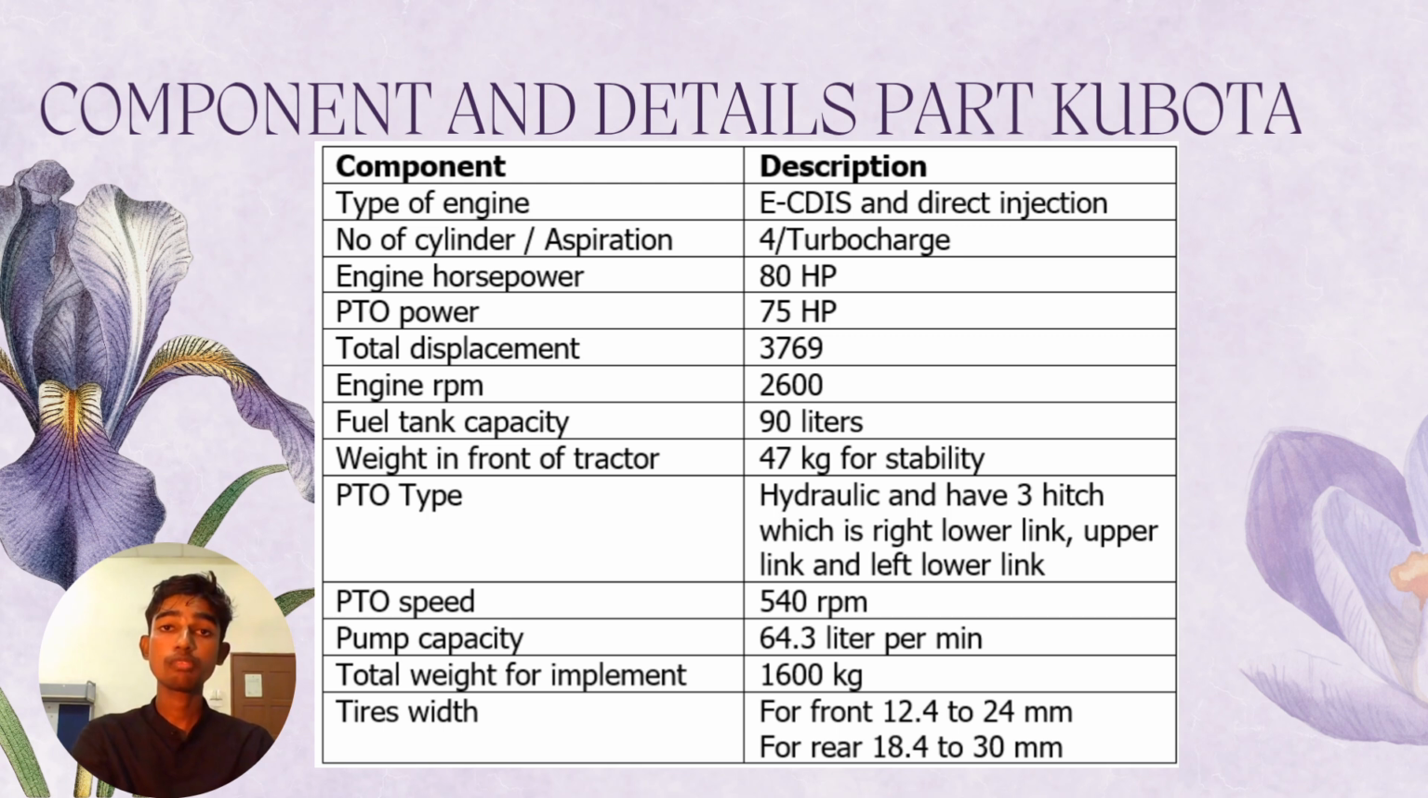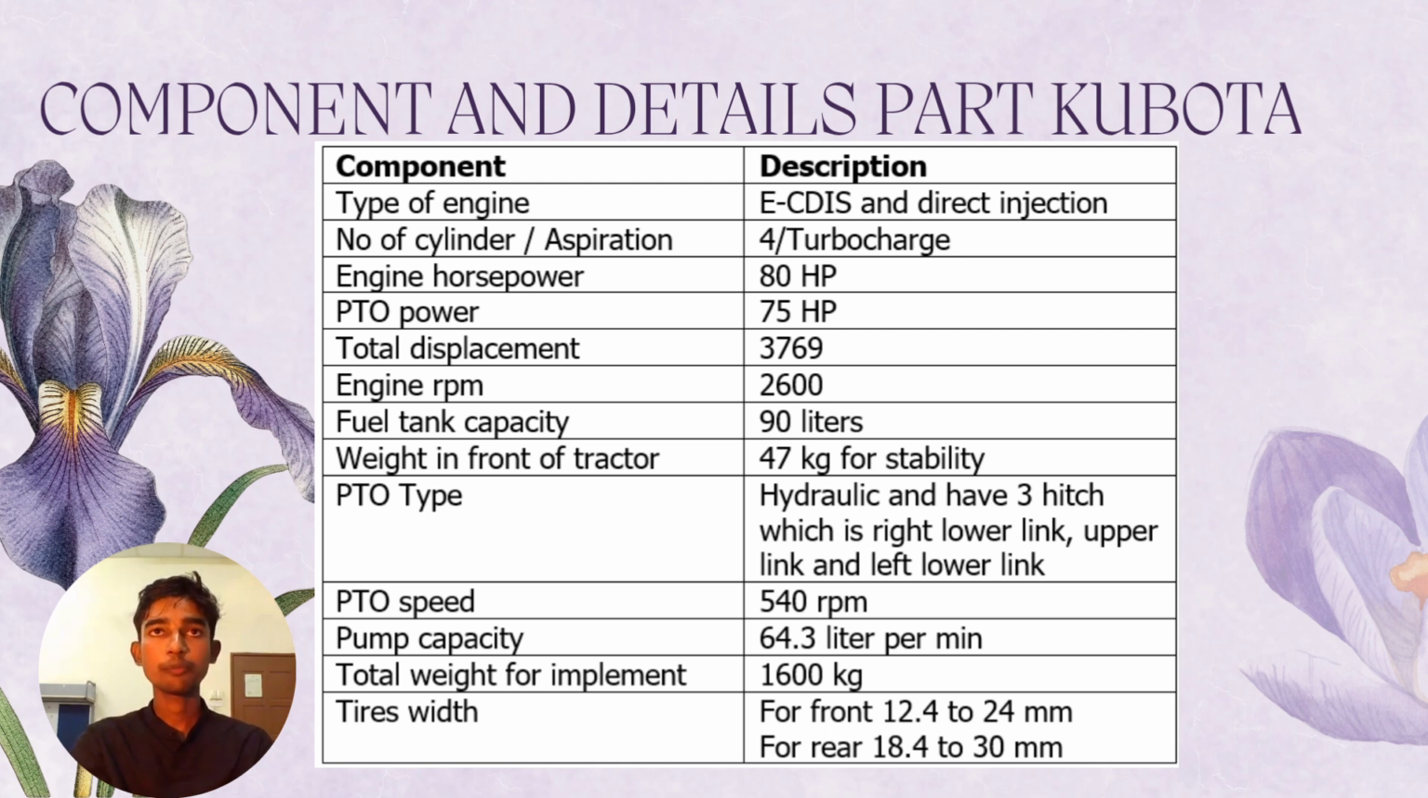If you look at the number of cylinders that we got for this Kubota, it is 4 cylinders, which provides balanced performance, and turbocharging gives this Kubota extra power to do heavy work. The engine horsepower that we got for this Kubota is 80 HP, which is the total engine power that allows this tractor to pull heavy implements and perform difficult field tasks.